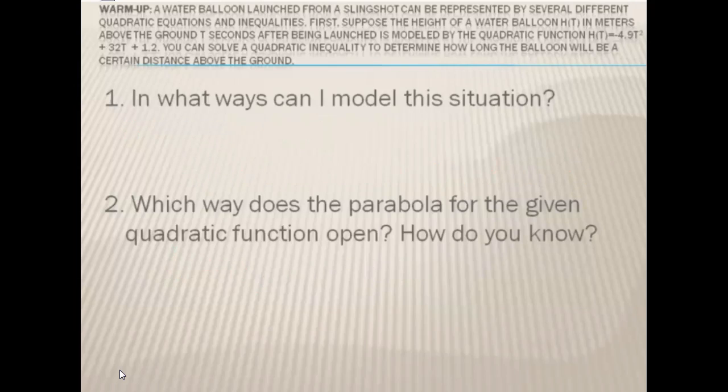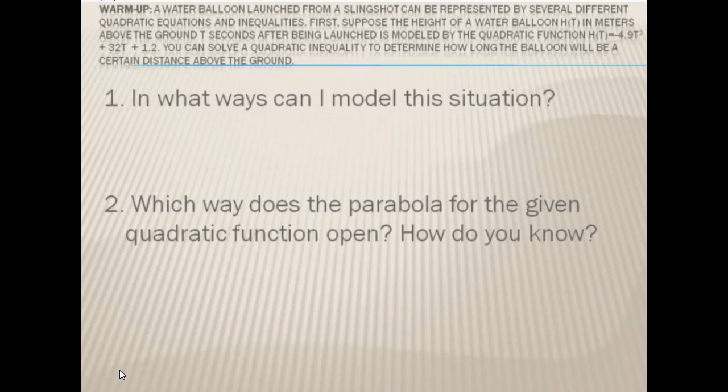So in the warm-up, it says a water balloon launched from a slingshot can be represented by several different quadratic equations and inequalities. First, suppose the height of the water balloon, h of t, in meters above the ground, t seconds after being launched, is modeled by the function negative 4.9t squared plus 32t plus 1.2. You can solve a quadratic inequality to determine how long the balloon will be in the air and at what height it will be in.